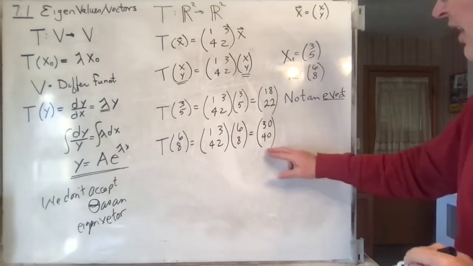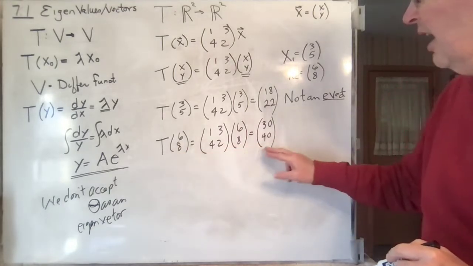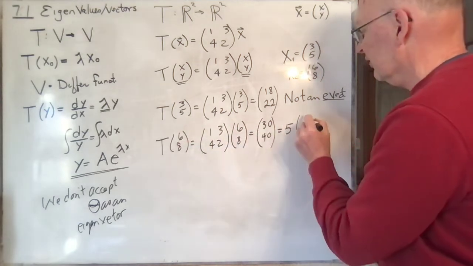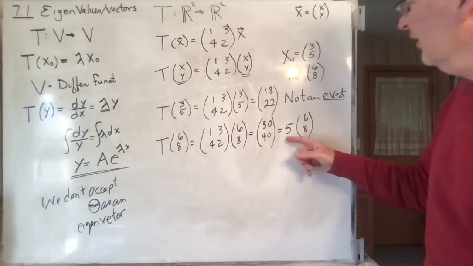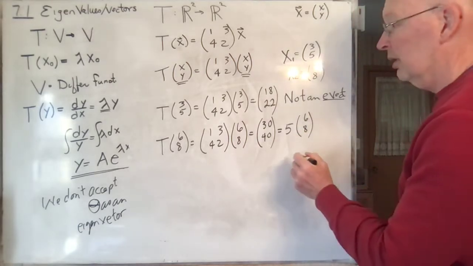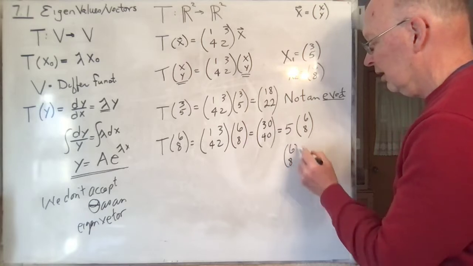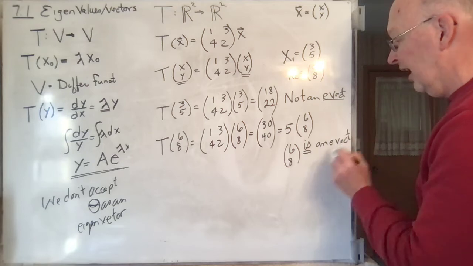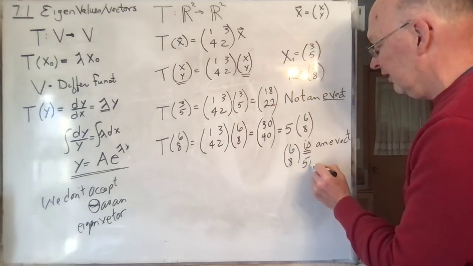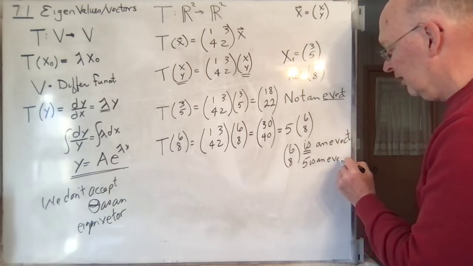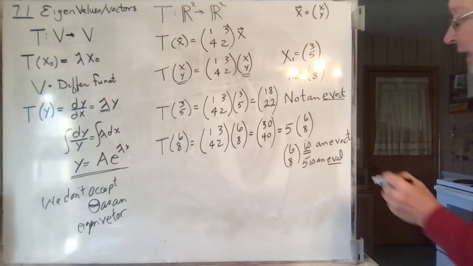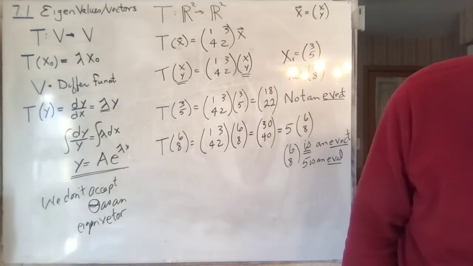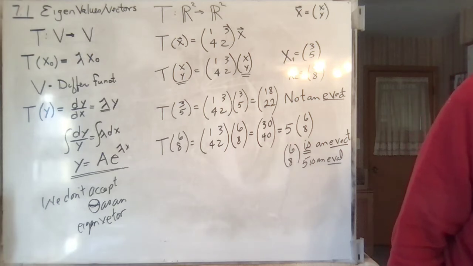And I look at that and I say, is this a multiple of this? And I say, aha, yes it is. This is just equal to 5 times the original vector. Agreed? That's equal to 5 times this. So (6, 8) is an eigenvector. And what's the eigenvalue? 5 is an eigenvalue. Okay? So there we have that. I'm just following my notes pretty closely here.